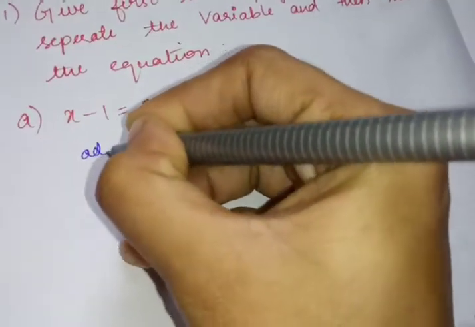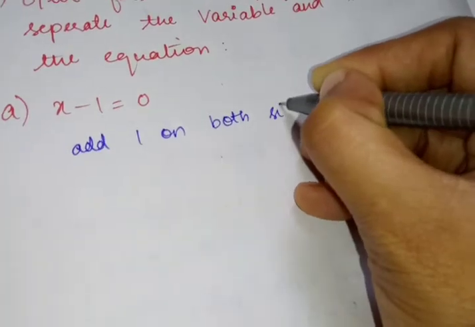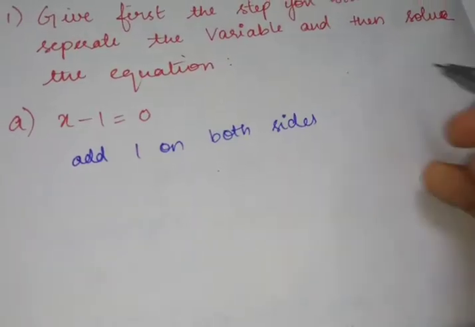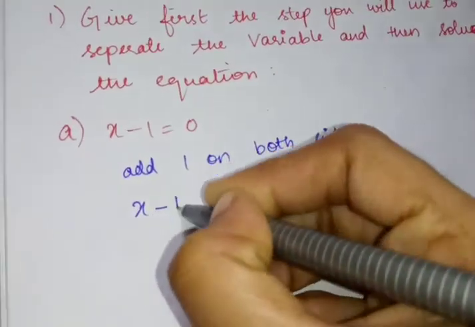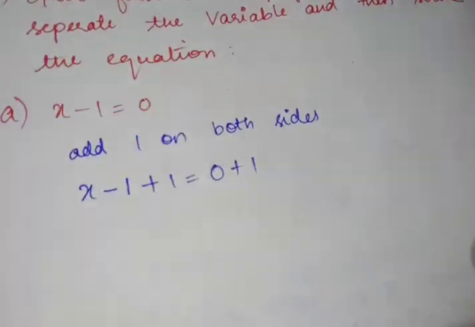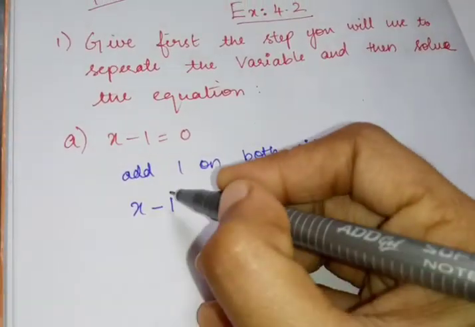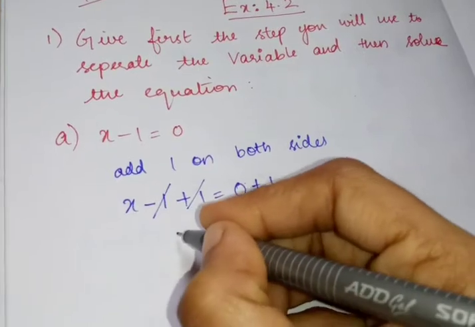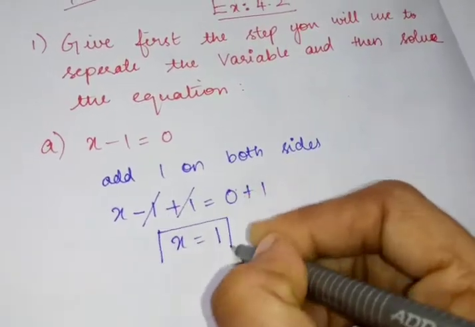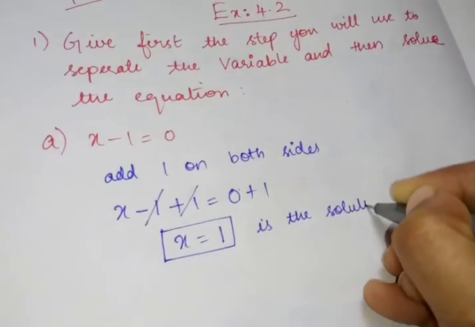Add 1 on both the sides. So what will it become? x minus 1 plus 1 equals 0 plus 1. Plus 1 minus 1 cancel. So x is equal to 0 plus 1, which is 1. So x is equal to 1 is the solution.